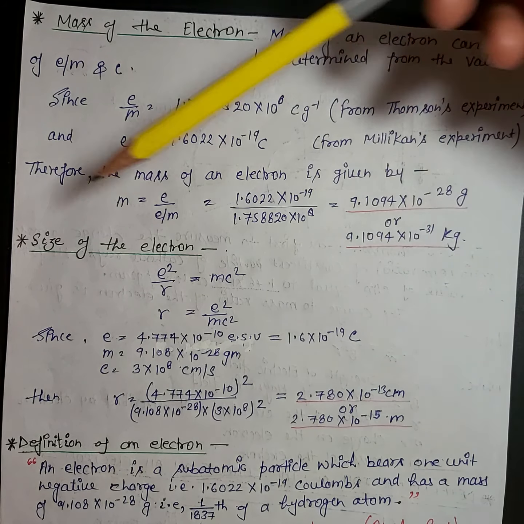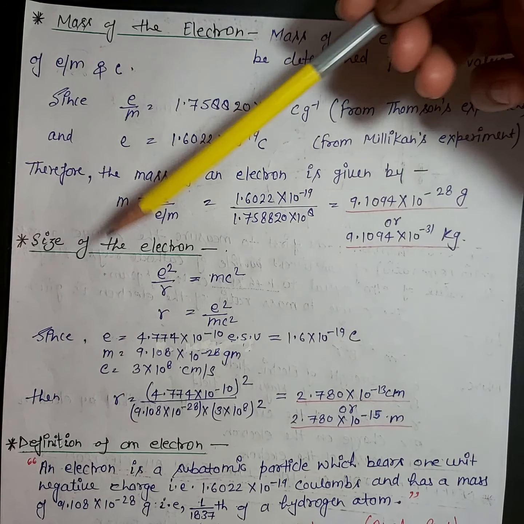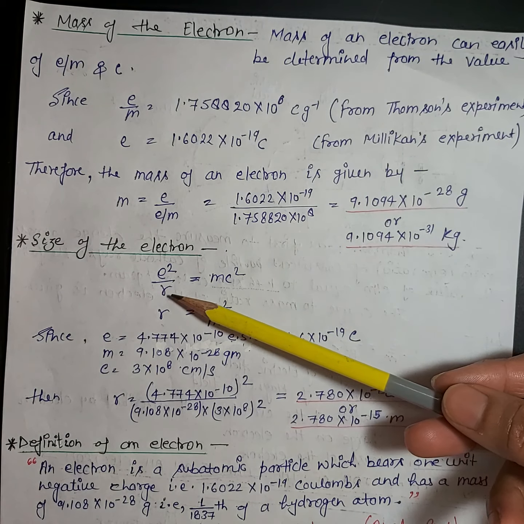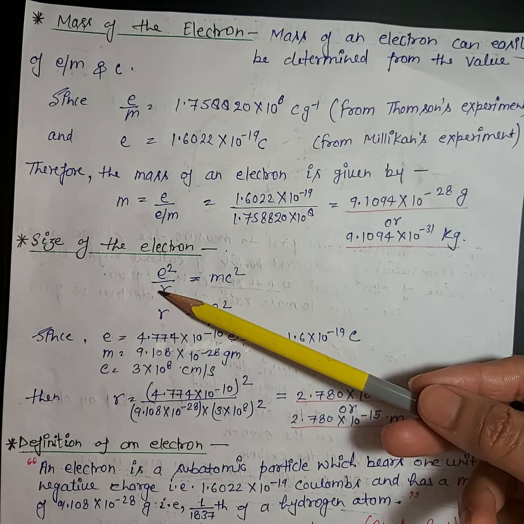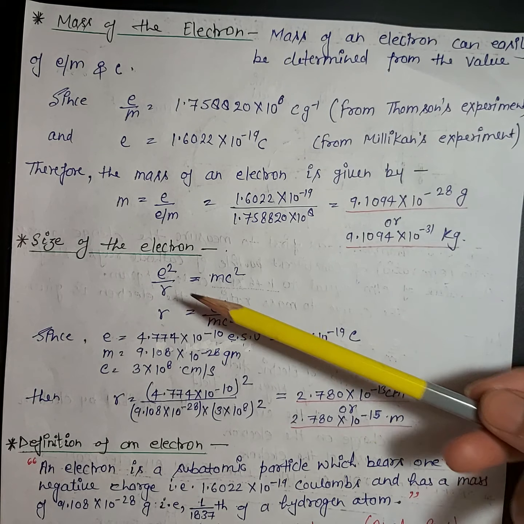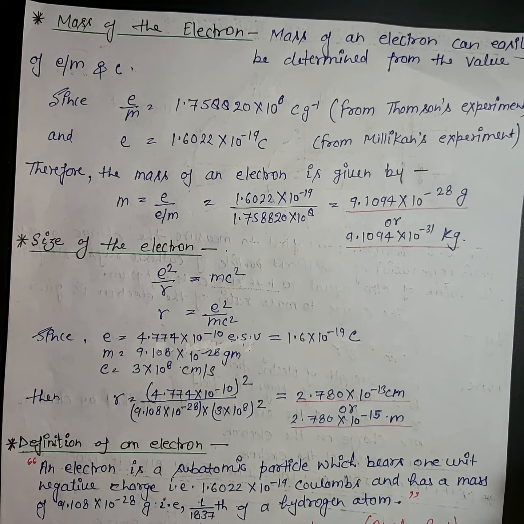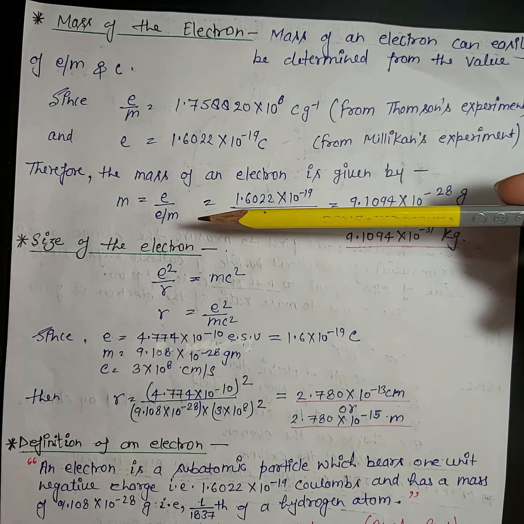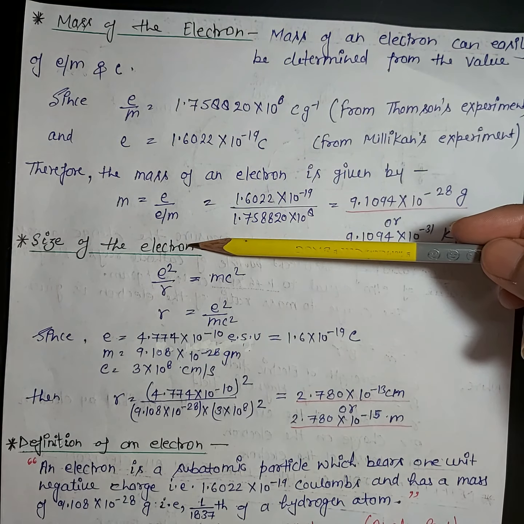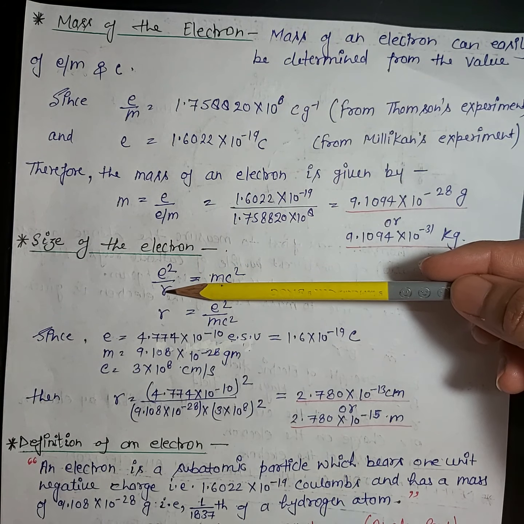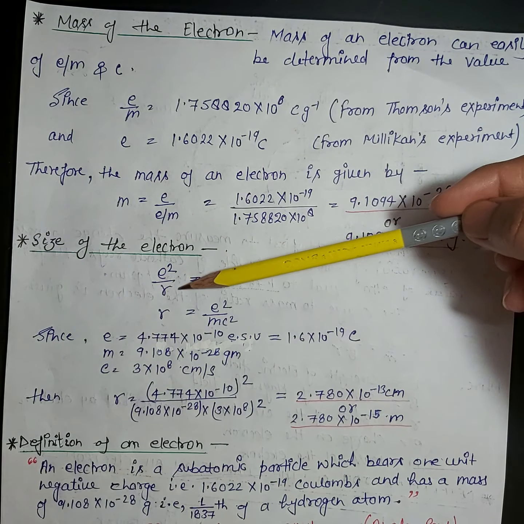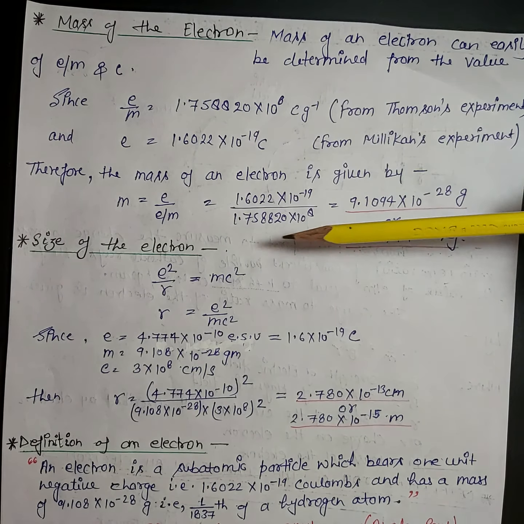Next topic is size of the electron. So size of the electron we can calculate by this equation, e square r upon mc square, where r is the radius of electron. Okay, so energy of an electron is approximately equals to e square by r, we know this. And if we consider electron as an electromagnetic radiation, then this energy should be equal to the mc square. So e square upon r equals to mc square, we can write this equation.